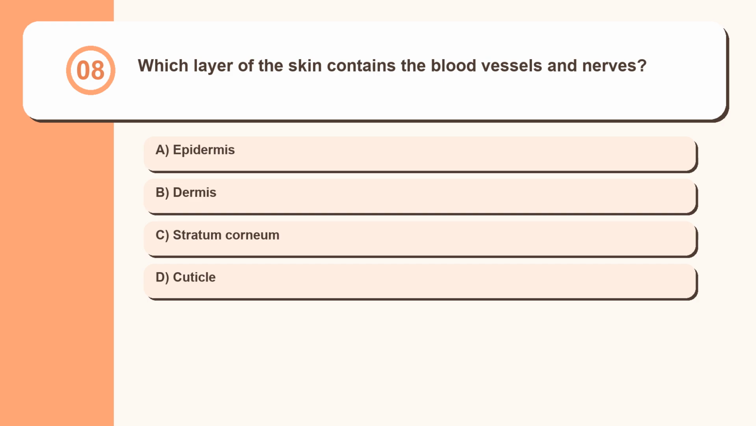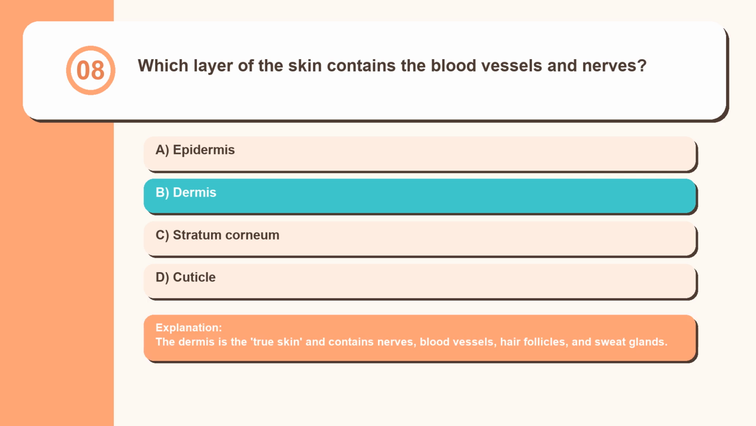Question 8. Which layer of the skin contains the blood vessels and nerves? Epidermis, dermis, stratum corneum, cuticle. The dermis is the true skin and contains nerves, blood vessels, hair follicles, and sweat glands.